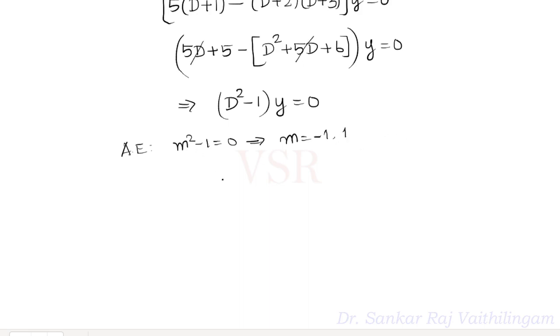That is the homogeneous solution. So y of t is equal to a e to the power minus t plus b e to the power t. So this is my y of t.